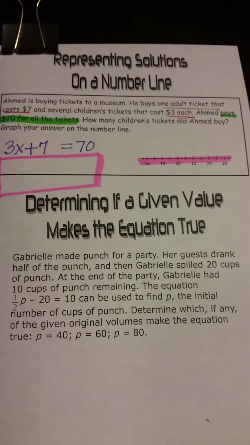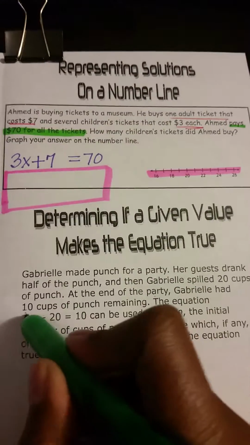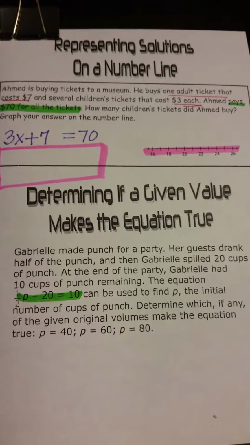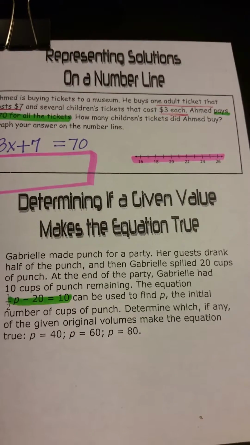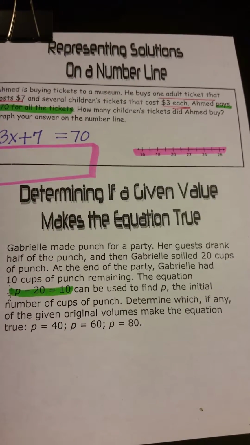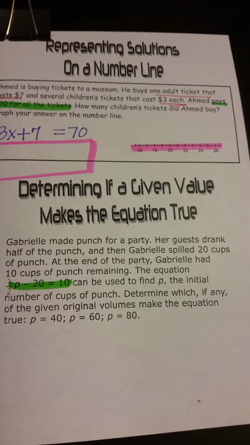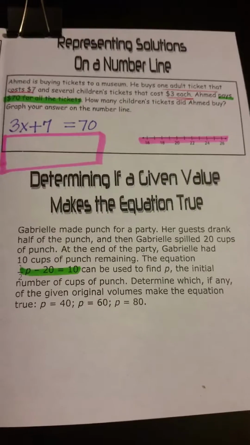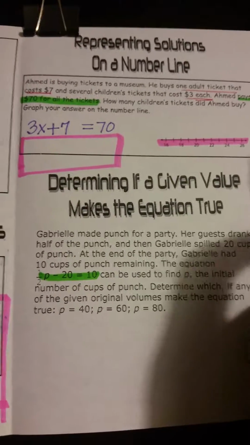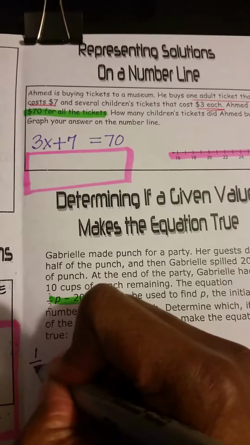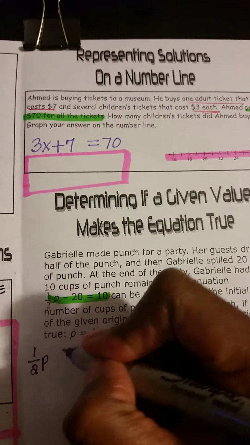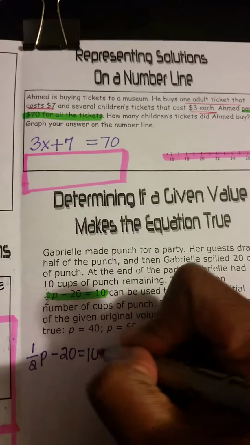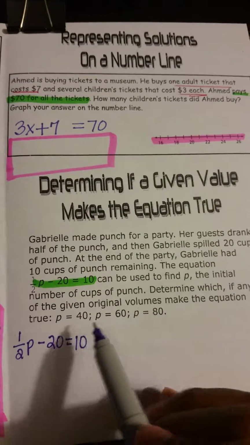Okay, so here's my equation. It gives me my equation here. 1/2 P minus 20 equals 10 can be used to find P, the initial number of cups of punch. We're going to determine which, if any, of the given original volumes make the equation true. Now we can do this one or two ways. I'm going to first write down my equation here. So 1/2 P minus 20 equals 10. So my first value to plug in is 40.